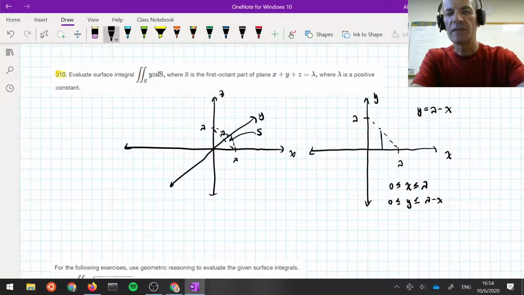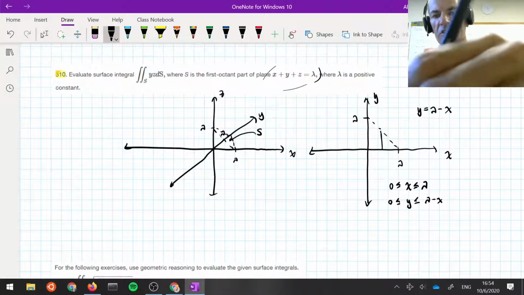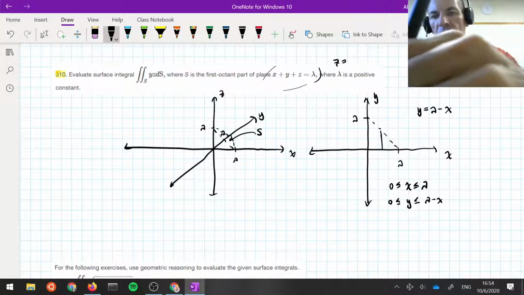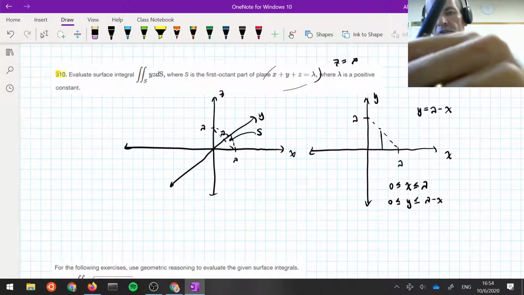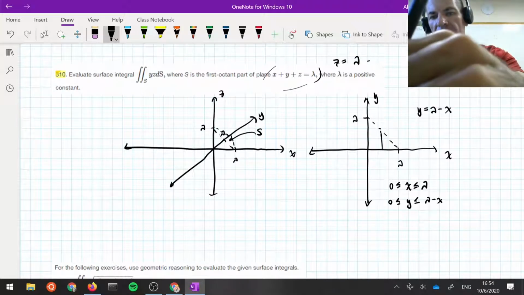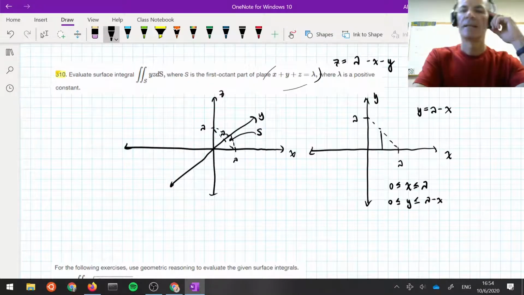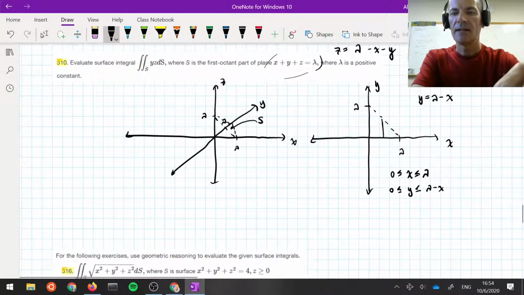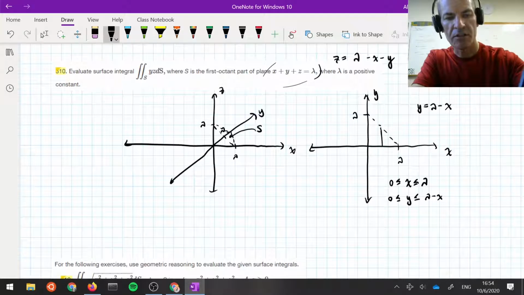What's z doing? Well, we can figure that out from the equation here. Solve for z. z is equal to lambda, having trouble with my lambdas today, lambda minus x minus y, like that. And we're ready to build a parameterization, r of u and v.